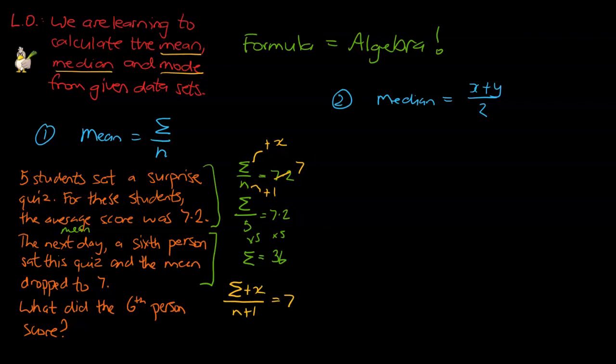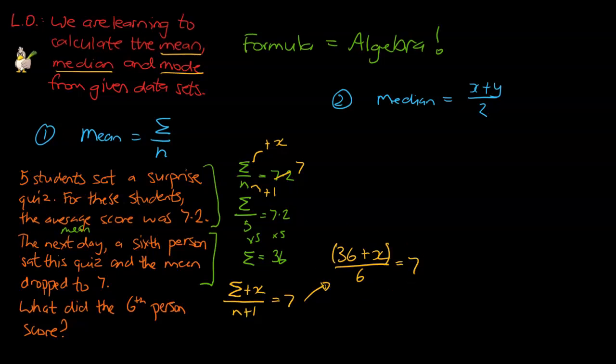We can now go ahead and solve this. So if we move up in this direction, 36 was the sum plus x, which is the score of the person, divided by n plus 1. Well, that's going to be 6 now, and that there must equal 7. And at this stage, we're just going to use our algebra solving to finish this answer off.